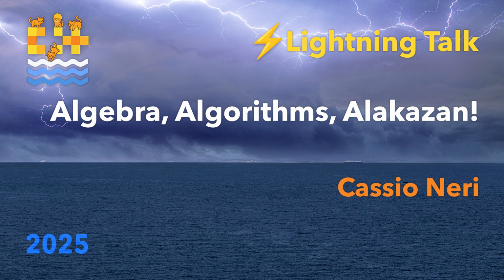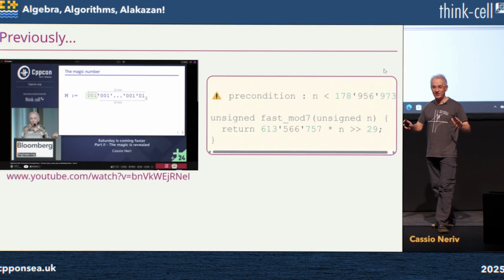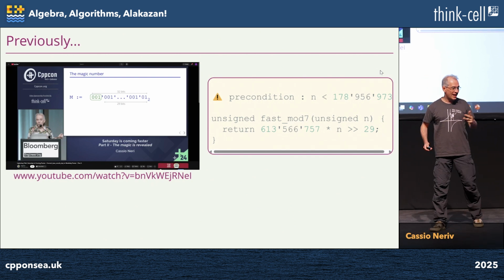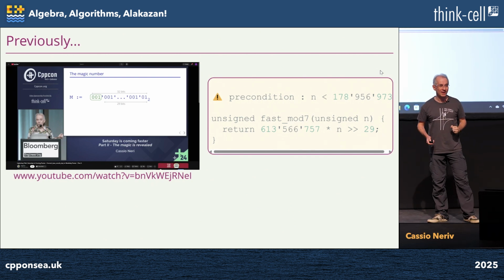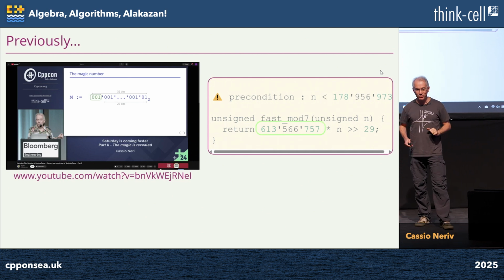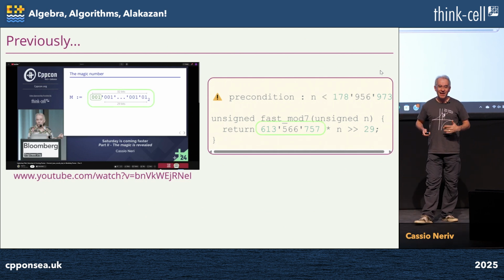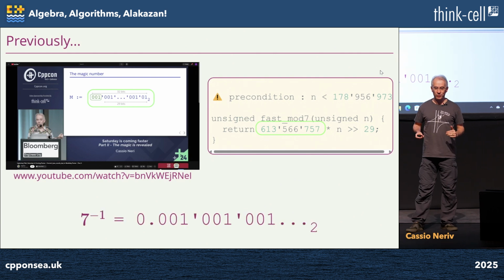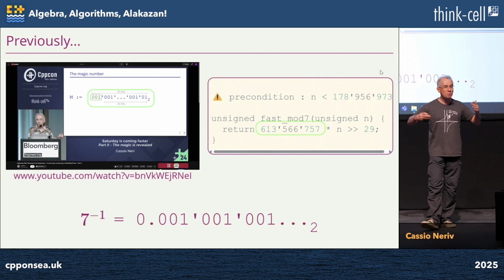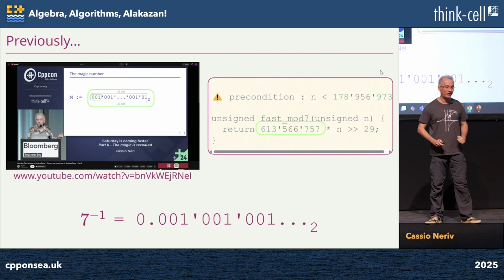Last year at CPPCon, I gave this talk where I showed this amazing piece of code that calculates modulo 7 with just 2 assembly instructions, as opposed to 12 needed by the modulus operator. I explained where this magic number comes from. Here it's in binary, and it has to do with the reciprocal of 7. So tonight, I'm going to show you even more amazing magic around reciprocals.